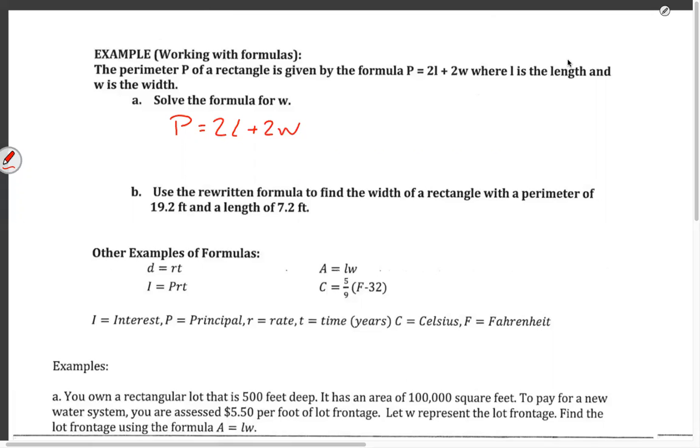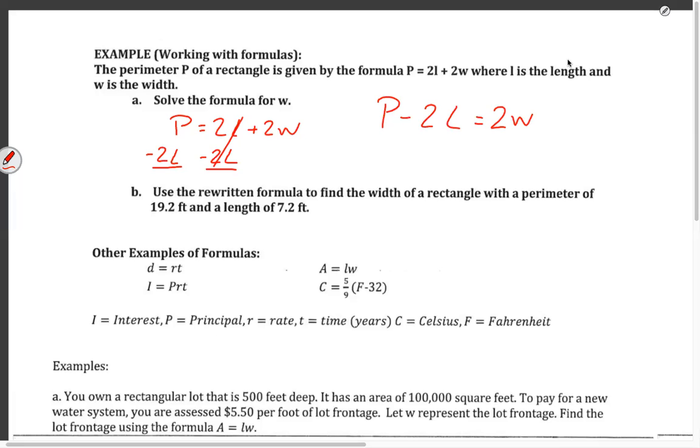So I kind of cover it up, and I think to myself, how do I get rid of plus 2L? Ava, how do you get rid of plus 2L? Minus 2L. So we're just going to subtract that. So those cancel. Now, remember, I still have this covered up. So P minus 2L, I can't combine that. So I'm just going to write P minus 2L equals 2W.